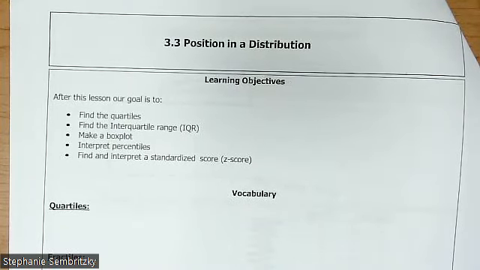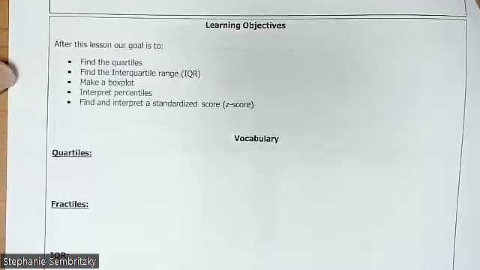Okay, so we've talked about the center of the data. We've talked about how spread out it is, range, standard deviation. Now we're going to talk about position within that distribution. So the first type of positioning is quartiles. What do you think that means we're going to do with the data? Quarter it. We're going to divide the data into 4 equal parts.